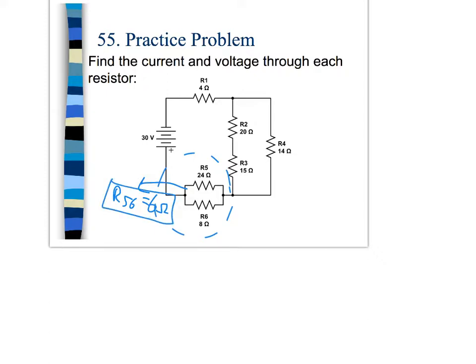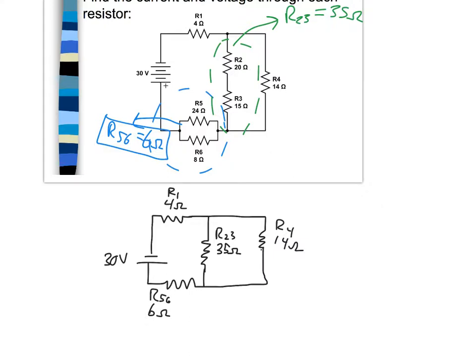The other combination I see here is 2 and 3. They are connected in series, and so we're just going to add those two, and we get a total resistance there of 35 ohms for 2 and 3. So I've now gone ahead and redrawn my circuit here. We can see that I've replaced 5 and 6 with this single resistor here of 6 ohms. I replaced 2 and 3 with this single resistor here of 35 ohms.